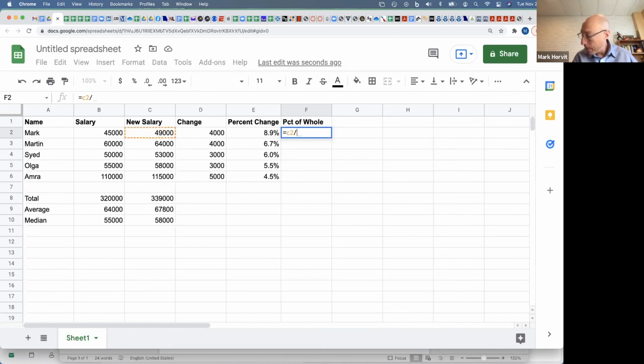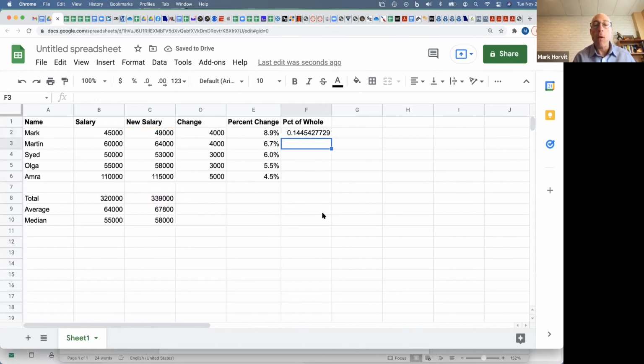Divided by C8, and because C8, if we look, that's the total. This is the part, this is the total. So I'm going to say C8. And again, notice it highlights the two pieces. I know it's that, I know it's that, and that's what I want. And it's giving me percent of the whole.